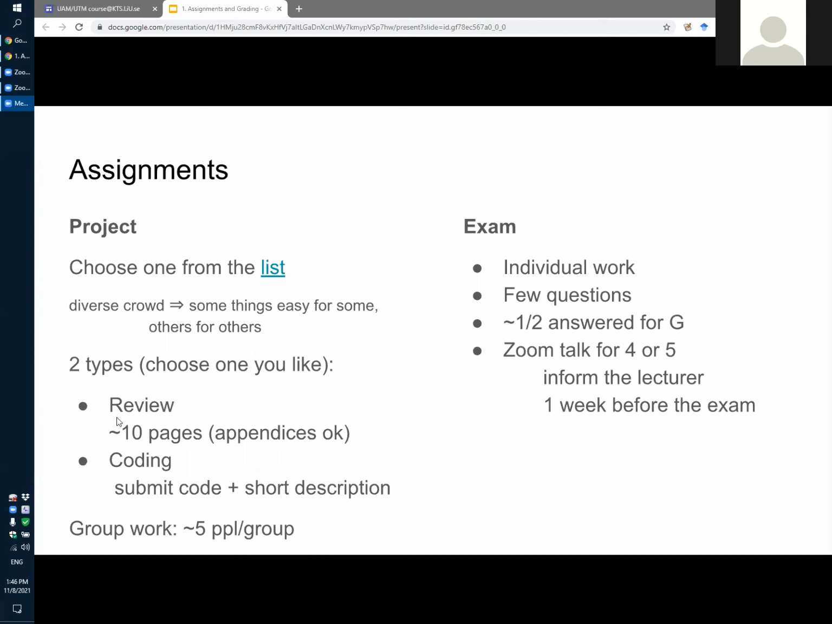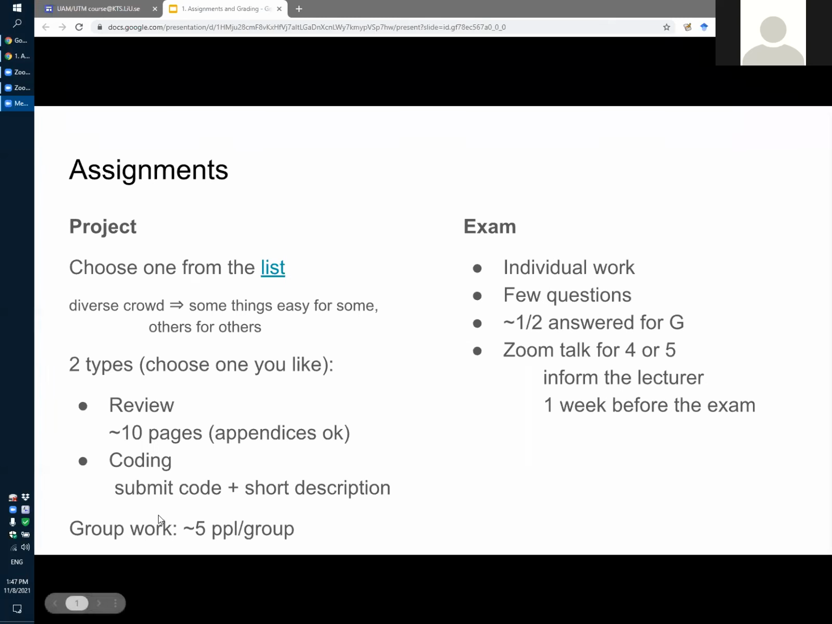And of course, if everybody wants to do the same project, then I would have to come up with some kind of sub projects or whatever. But anyway, I'll play it by ear. As of now, there are two types, a few suggestions for each of the types, and it's mandatory, so you have to do one of the projects.